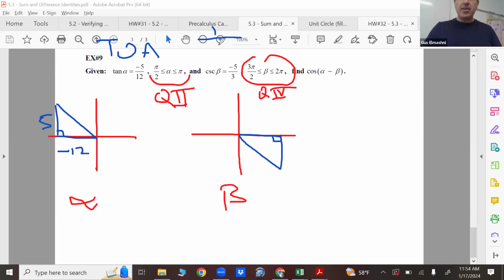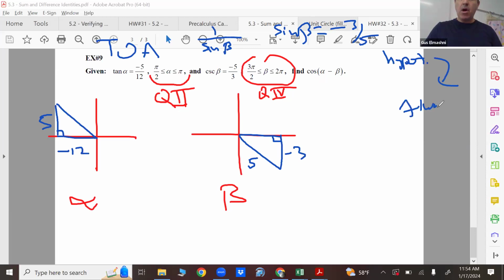Now, cosecant is 1 over sine. 1 over sine beta. So sine beta will be negative 3 over 5. So you flip it. So that's negative 3, and that's 5. By the way, the hypotenuse, when you do this technique, very important. Always positive, guys. Don't make it negative. If you're using this technique, always make the hypotenuse positive. The legs could change, depending on whether it's negative y, positive y, whatever, right? So this will be 4 if I do the Pythagorean theorem, and this will be 13.